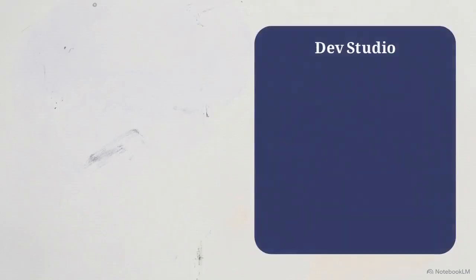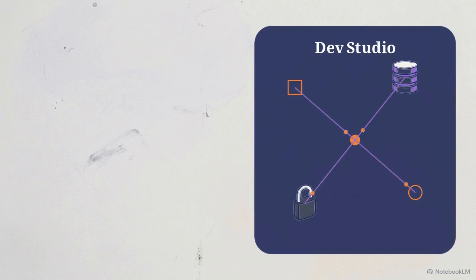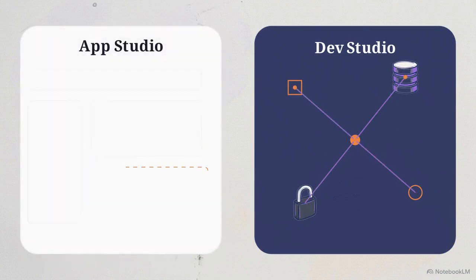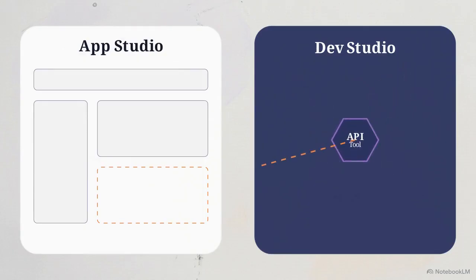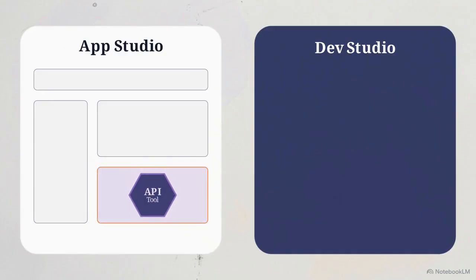Running parallel to this is Dev Studio. This is the advanced engine room, reserved for technical tasks like complex integration mapping and security controls. The two studios are completely interoperable. If an engineer builds a complex integration in Dev Studio, it becomes a modular tool that can be easily applied by a user inside App Studio.